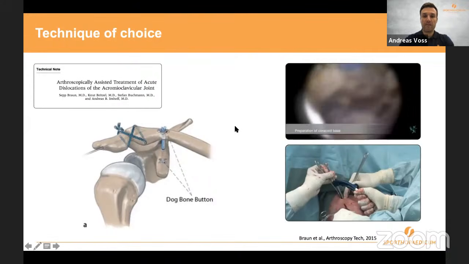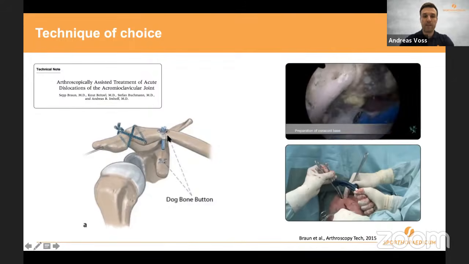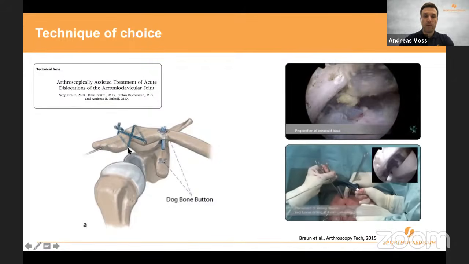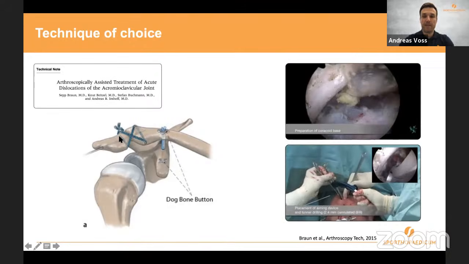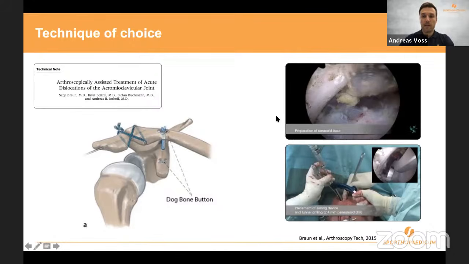Of course, we have also adapted our techniques. In the past years we used a PDS implant to do the AC cerclage. Now we changed to other kinds of wires. And this is an arthroscopic assisted technique, which is also an anatomic technique.